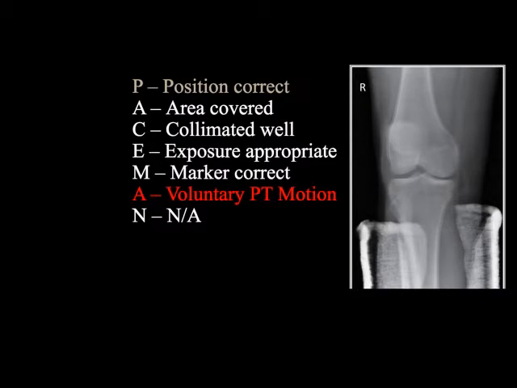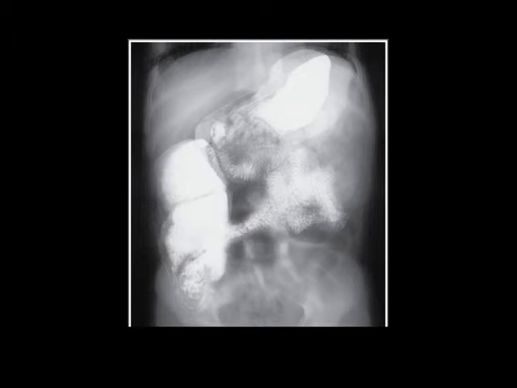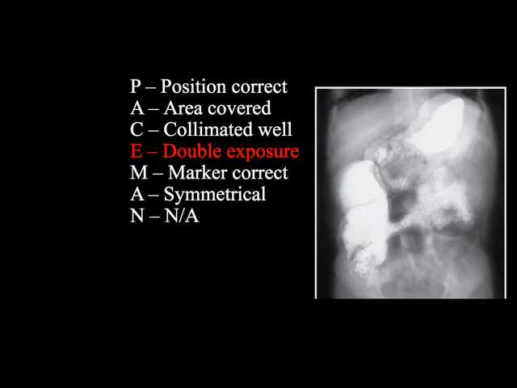The area is covered well, collimated well, exposure is appropriate, but we've got some voluntary patient motion. This may be a teenager or combative patient. They're moving while we're taking our picture. It's a double exposure again. We can actually see two stomachs here real clearly, and that mottled appearance there.